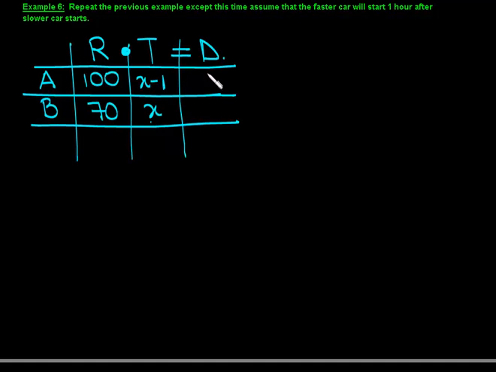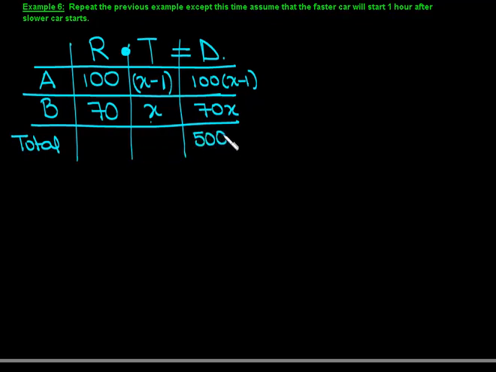So the distance, again, like I told you, the distance column is easy to fill. All you have to do is multiply the rows. So we get 100 times (x minus 1). Put parentheses here because these are two quantities. And then you get 70x. And if you call this my total, this would be 500, because the total distance they would still travel is 500.